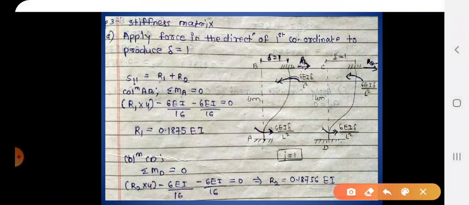Then go to step 3, the stiffness matrix. In that, part A, the first unknown is delta, and the corresponding action to this displacement is a horizontal force. Therefore apply a force in the direction of the first coordinate to produce delta equal to 1. You need to concentrate on these two free body diagrams, of column AB and of column CD. We will go one by one.